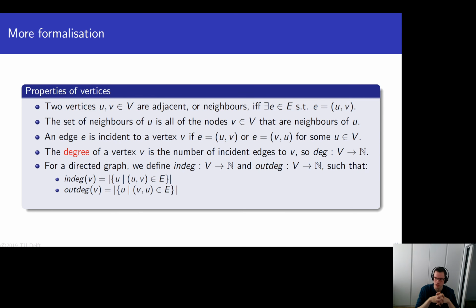I'm just going to continue, but again, if there are questions, please do ask them. Since the degree of the vertex is all of its incident edges, which for a directed graph we can split into two parts, add them together, you must get exactly the degree of the vertex. Okay.